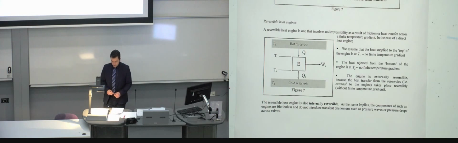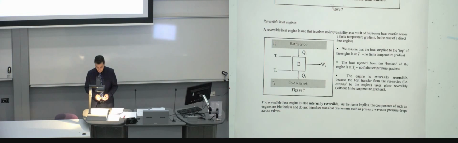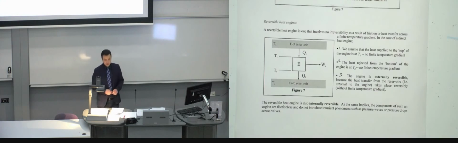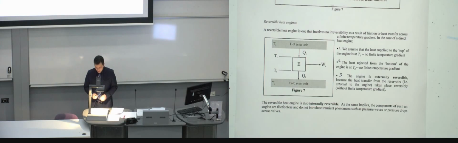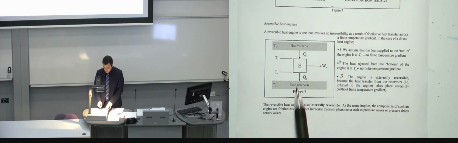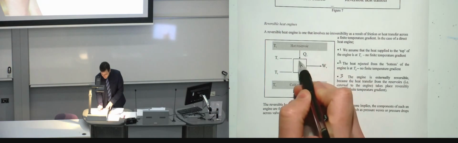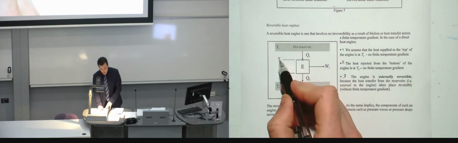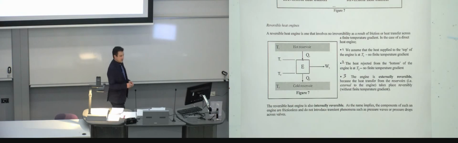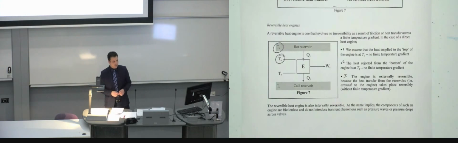So, looking at the most obvious choice of heat engines, this is the direct heat engine that we looked at. We're going to make 3 assumptions. 1, 2, 3. These assumptions are necessary for our heat engine to be reversible. So the first thing is that we assume that the heat supplied to the top of the engine, and what I mean by the top of the engine is this one, that's the inlet of the engine, will be at temperature T1. What is T1? T1 is actually the temperature of the hot reservoir. So this and this are equal to each other.